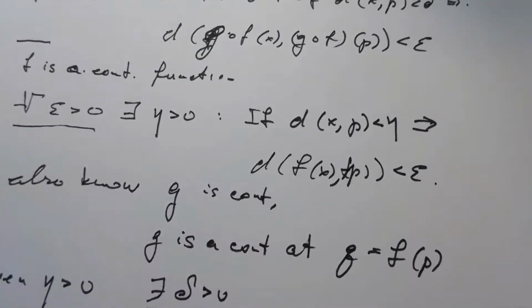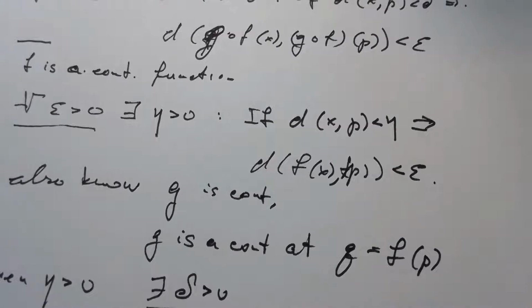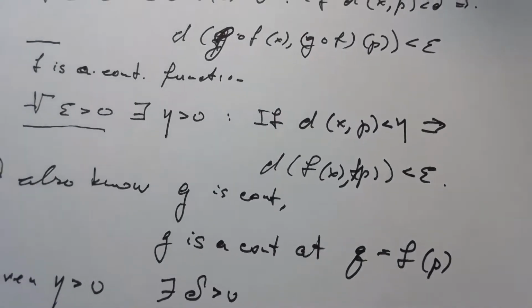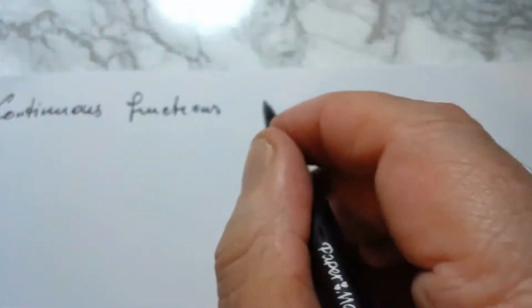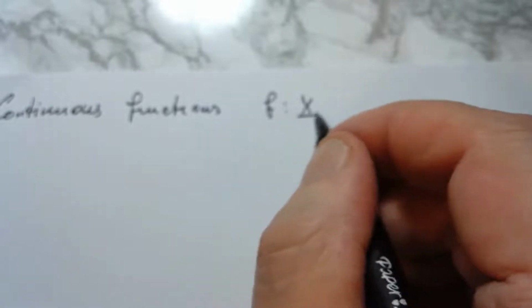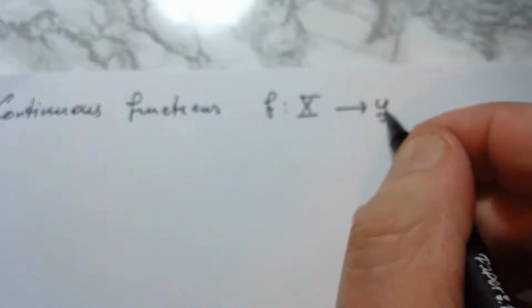Okay, so let's see. What else do I want to prove here? I want to prove another very, very important theorem. And this is a theorem that deals with continuous functions. Again, f from a metric space X into a metric space Y.